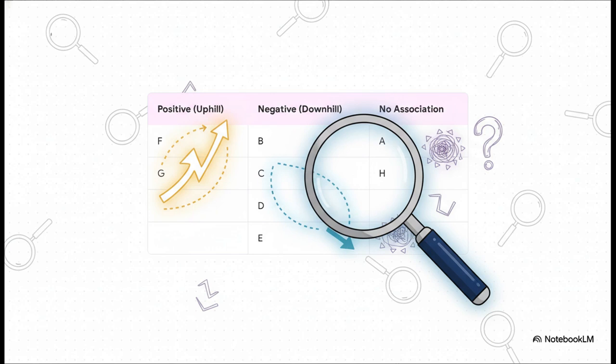So we can pretty much break these down into three main groups. We've got F and G over in the positive or uphill pile because their general trend is heading up. Then B, C, D, and E all show a really clear downhill trend, so they're negative. And what about A and H? Well, those clues are all over the map. There's no clear trail to follow at all. We call that no association.